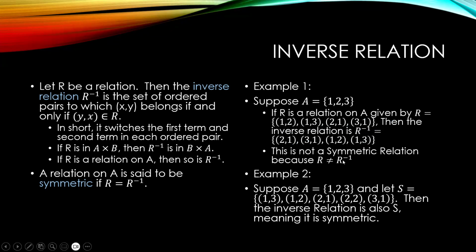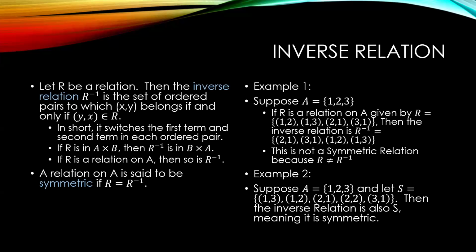This is not a symmetric relation because R is not equal to R inverse. Looking at this, maybe it is. Let's take a look. We have (1, 2), we have (1, 2), we have (1, 3), and (1, 3). We have (3, 1), and (3, 1). We have (2, 1), and (2, 1). This might be a symmetric relation because R and R inverse are in fact the same thing. That's a typo there. Don't get those too often.